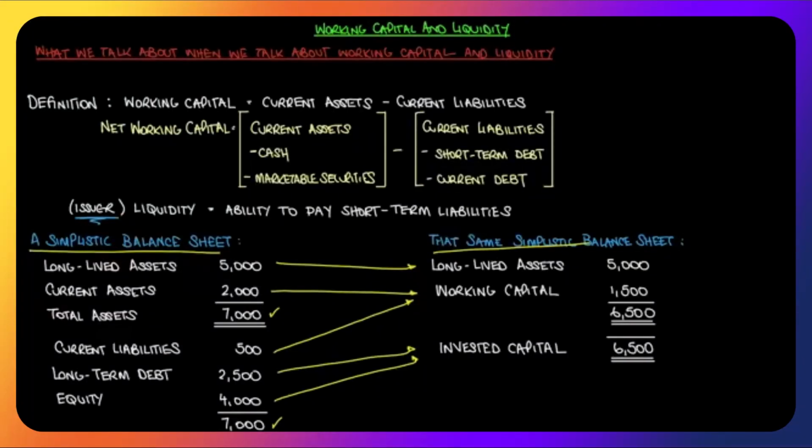We have raised 6,500 in capital. What are we using that capital for? 2 things. Number 1, we are investing 5,000 of that capital into long-lived assets, which are going to generate revenue for us. But to help us generate that revenue, we have to have some of that capital tied up as working capital.